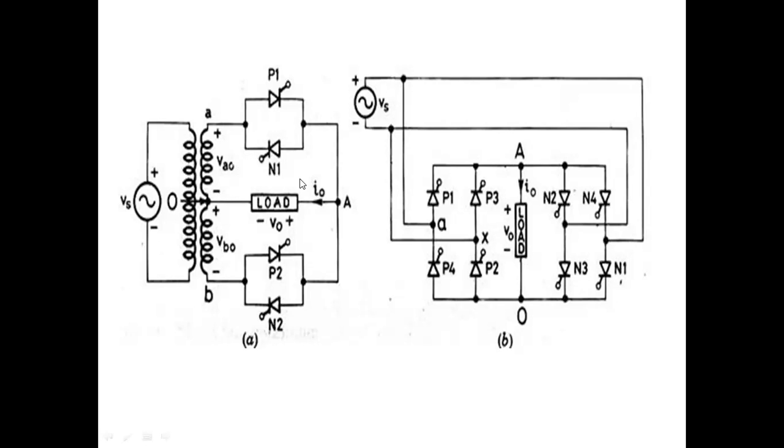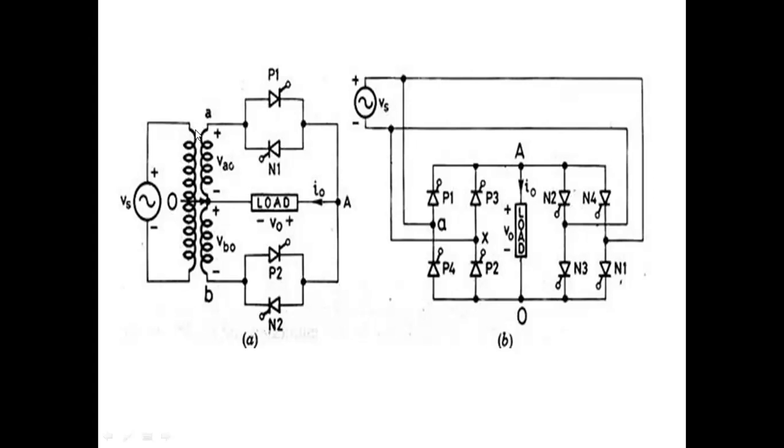The first circuit can be used both as step up and step down cycloconverter. Second circuit can also be used both as step up and step down cycloconverter. But the operation is different for step up and step down. Let us see first of all the mid tap type cycloconverter.